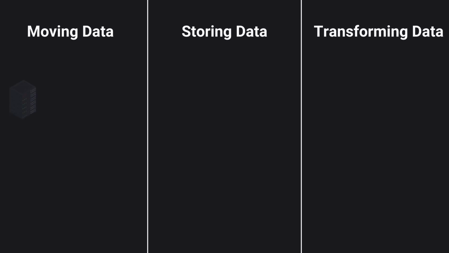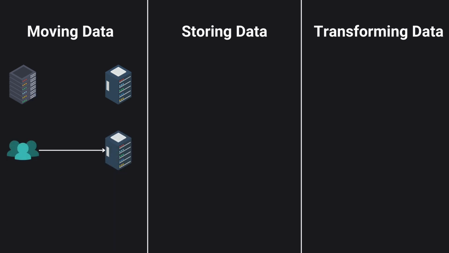At the heart of system design are three key elements: moving data, storing data, and transforming data. Moving data is about ensuring that data can flow seamlessly from one part of our system to another. Whether it's user requests reaching our servers or data transfers between databases, we need to optimize for speed and security.